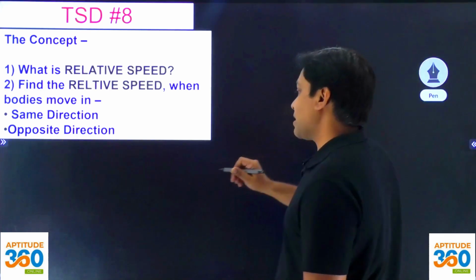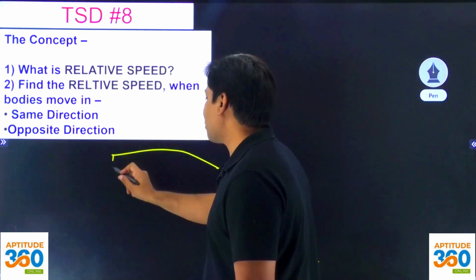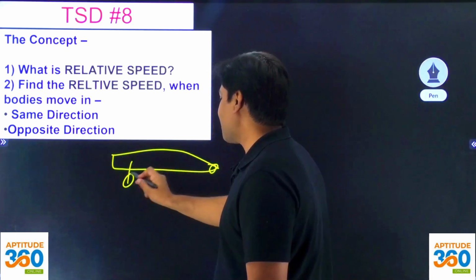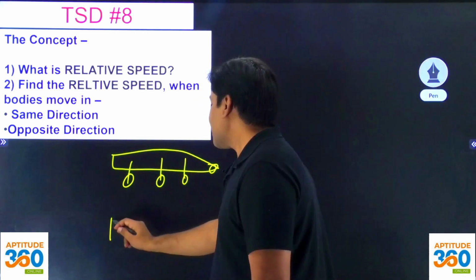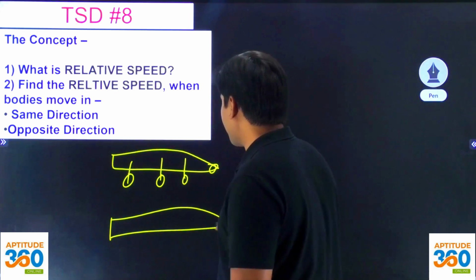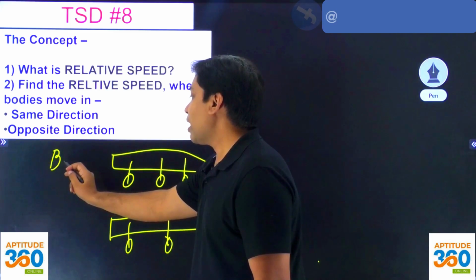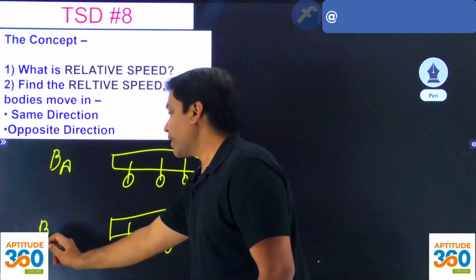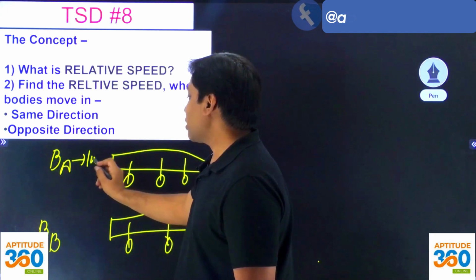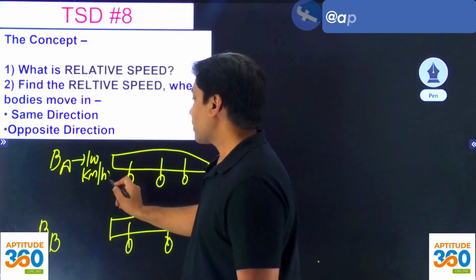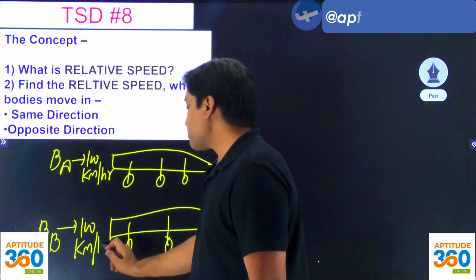Say for example, there is a bullet train, right? And say this is bullet train 2. For me, this is bullet train A, and this is bullet train B. And speed of bullet train A is 100 kilometers per hour. Do you understand this? And the speed of the other train is also 100 kilometers per hour.